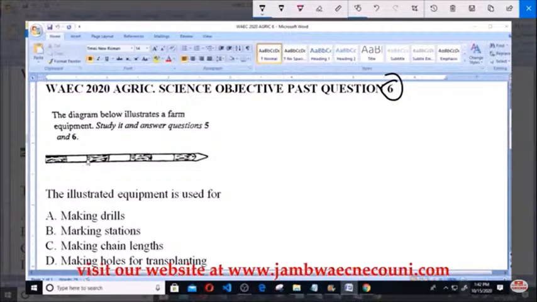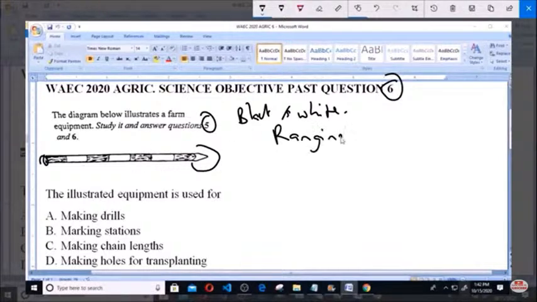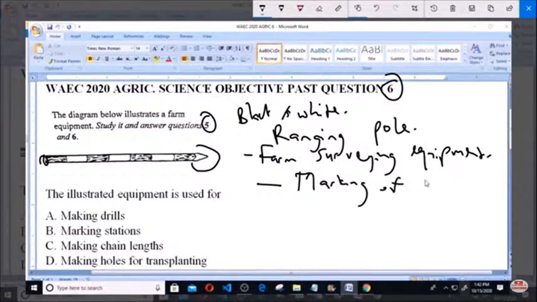So the description of this equipment is a pole with one pointed end and the other end rounded, and it is painted black and white. So this equipment, as we established in question 5, is a ranging pole. It is called a ranging pole, and it is a farm surveying equipment. Now, the function it performs is marking of stations. So marking stations is the function of a ranging pole.